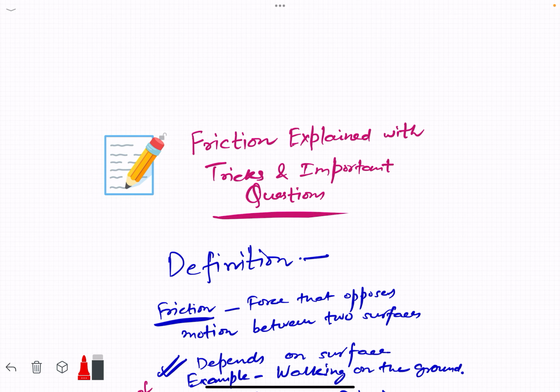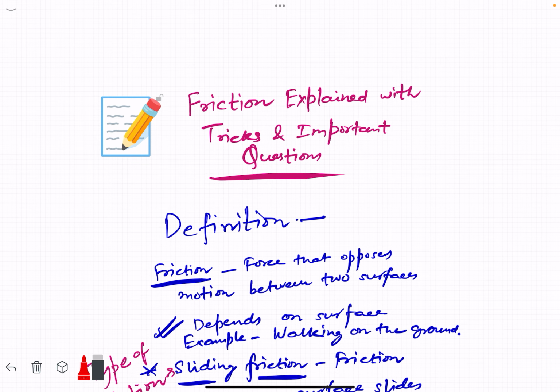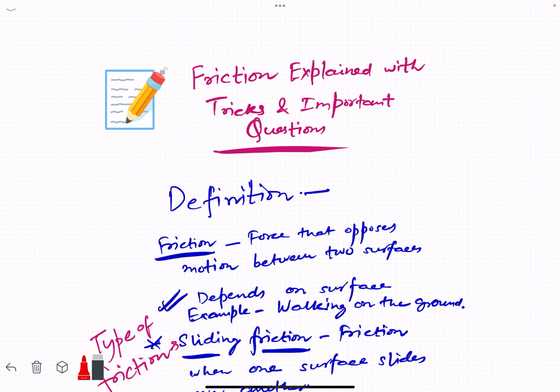Hello students, welcome to class 8 science. Today we will explain chapter friction with tricks and important questions. This is a very important chapter of class 8 science.